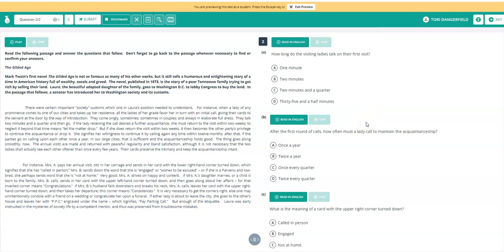Passage 2. Read the following passage and answer the questions that follow. Don't forget to go back to the passage whenever necessary to find or confirm your answers.